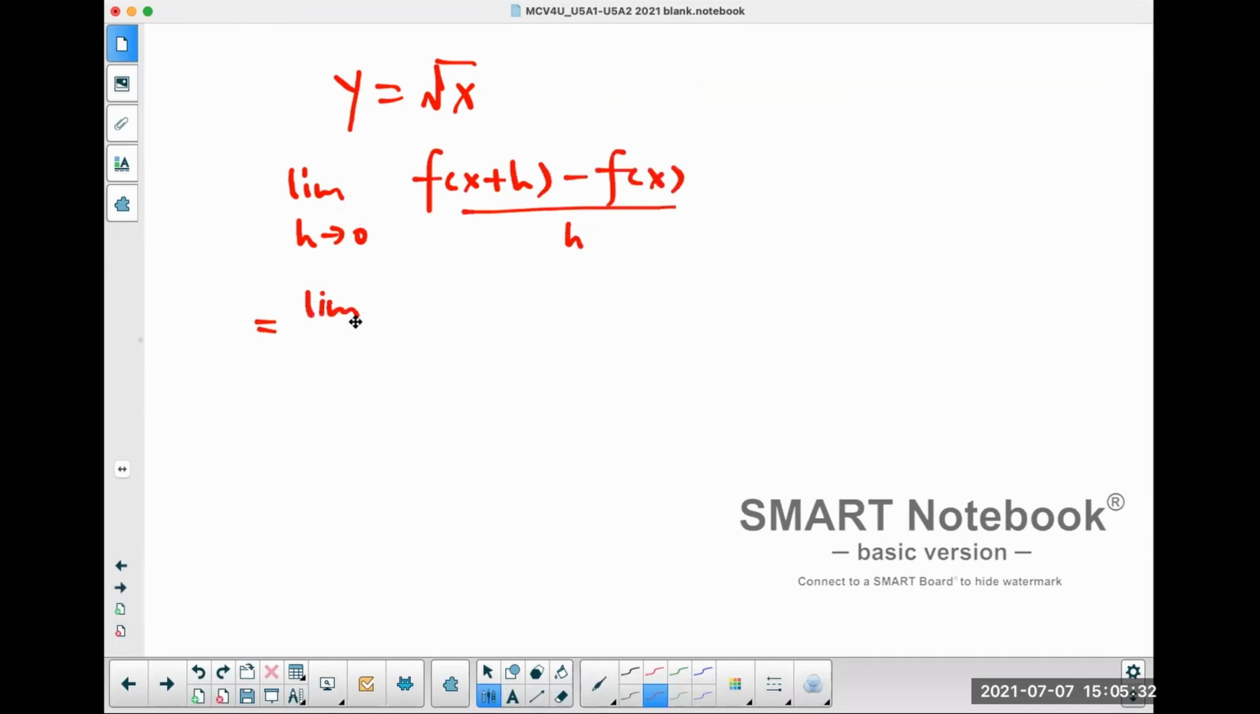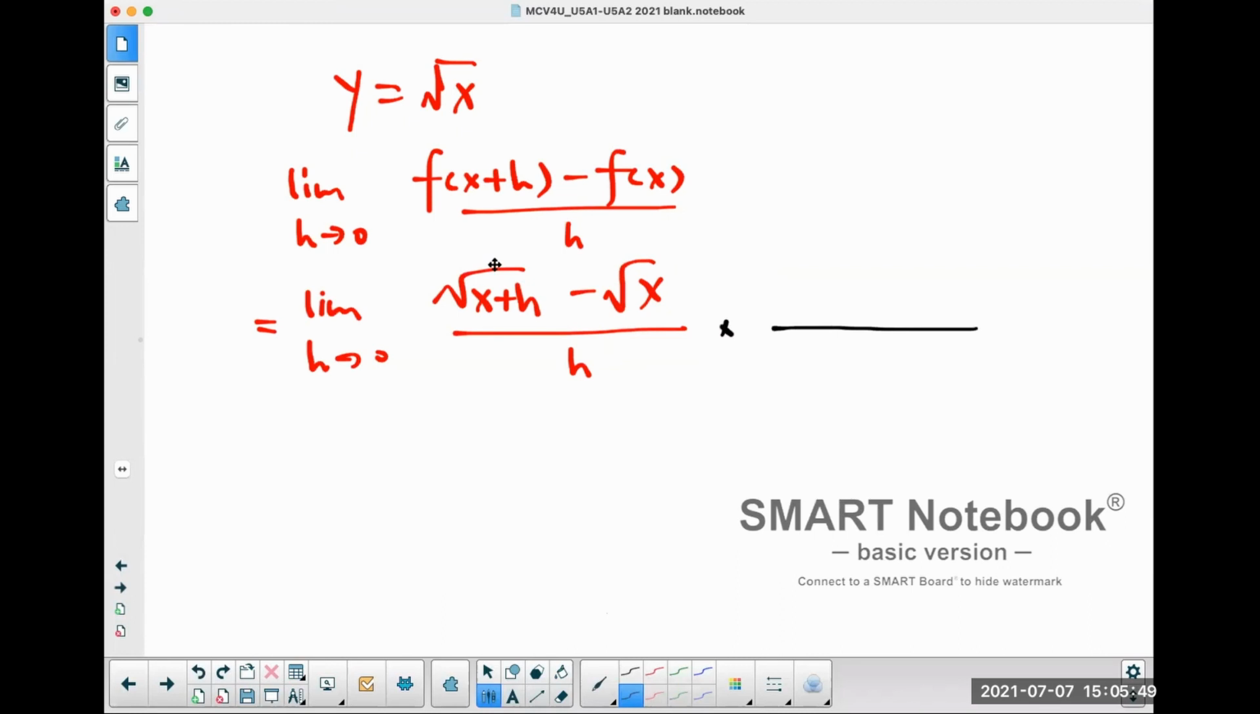So what happens when you have x plus h in the function? Well, that's square root of x plus h. What's f at x? Square root of x. Well, I need to do conjugation. What do I multiply by? I'm going to multiply by a plus b. So this guy is going to be, actually, I'm going to use a different color here. Square root of x plus h plus square root of x, on top and bottom.